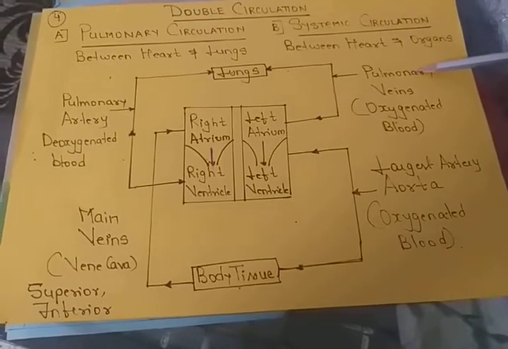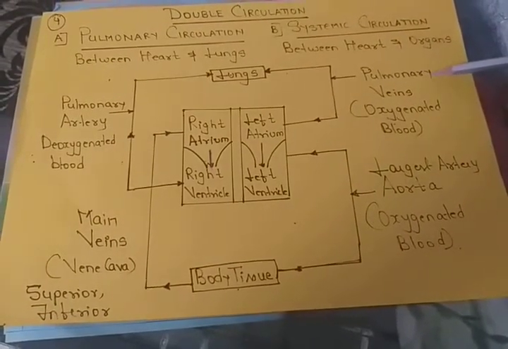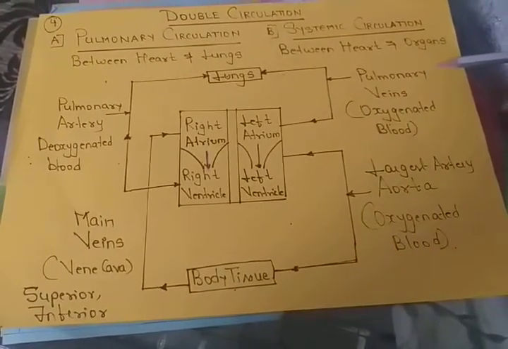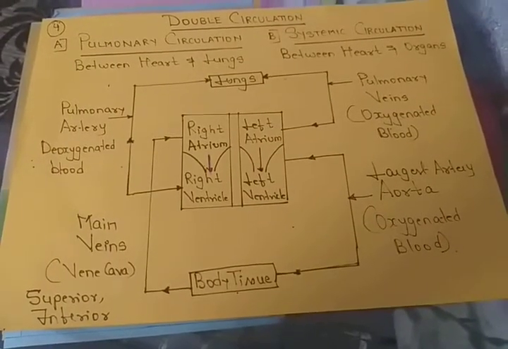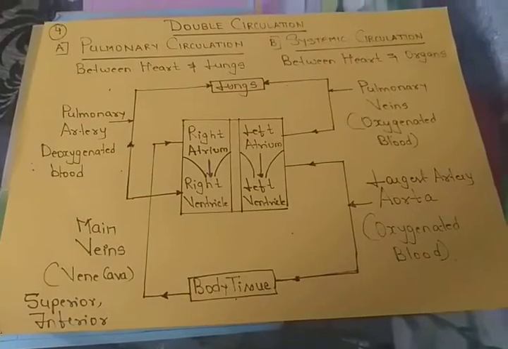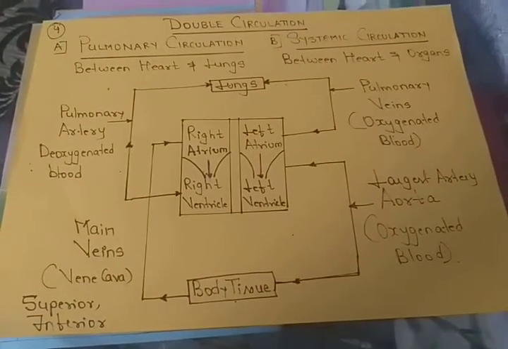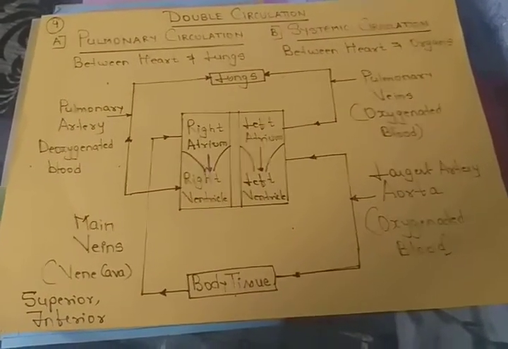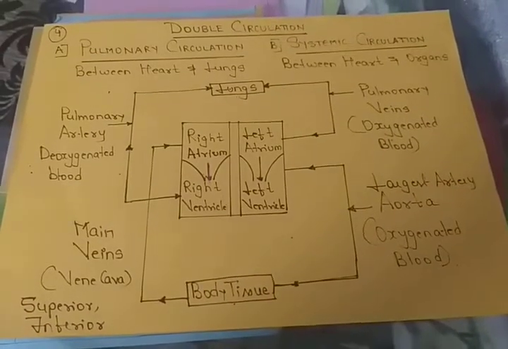Pulmonary is a word used for lungs. Cardiac is a word used for heart muscles. Hepatic is a word used when the liver is concerned, and renal is a word used when it is associated with kidneys. Okay, we'll stop here.